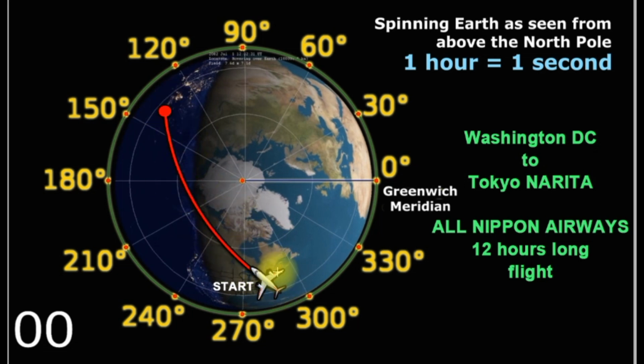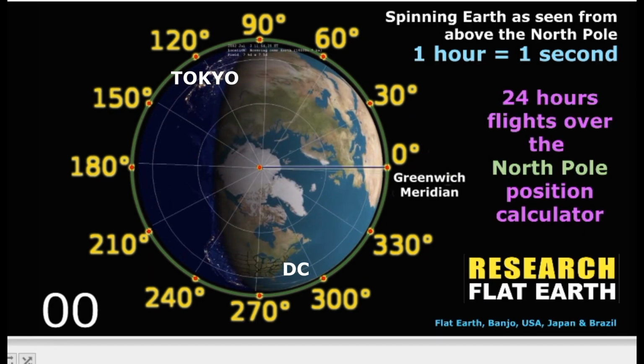Right, so let's go ahead and set the timer. Everything is correct right here, the Greenwich prime meridian. So you have Washington DC right here and Tokyo, 12 hours long flight. Let's look at this flight.